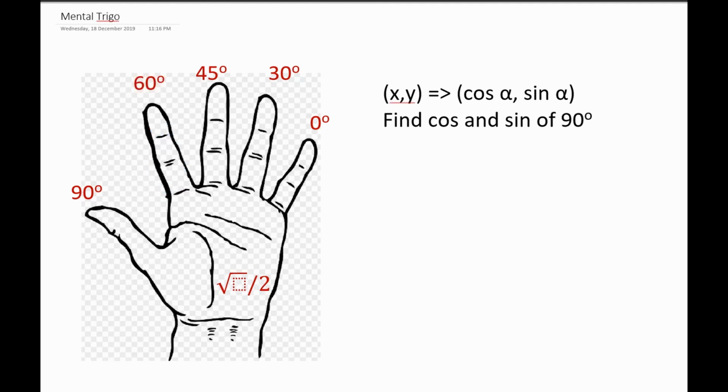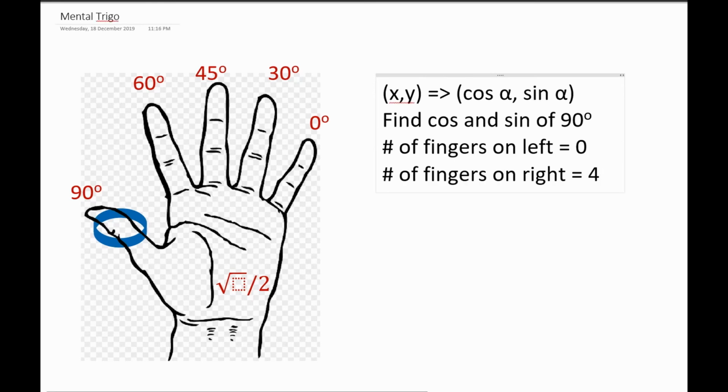Let's have another example. What if we're given: find the cosine and sine of 90 degrees? Let's look at our fingers again and mark the finger assigned to 90 degrees. Same question: how many fingers are on the left side? There are none, 0. On the right side there are 1, 2, 3, 4. Using the same equation, square root of a number over 2, we substitute those numbers. So the cosine of 90 degrees is square root of 0 over 2, and the sine of 90 degrees is square root of 4 over 2.